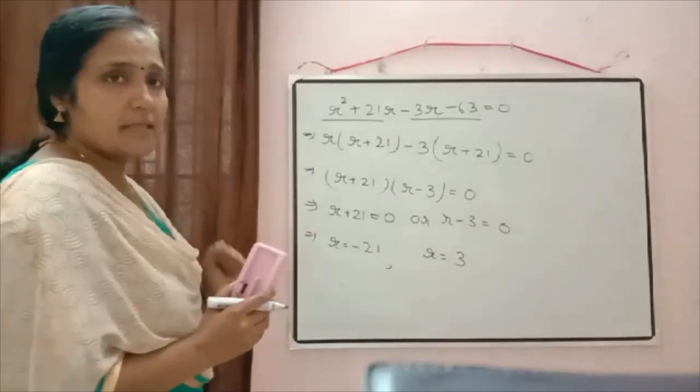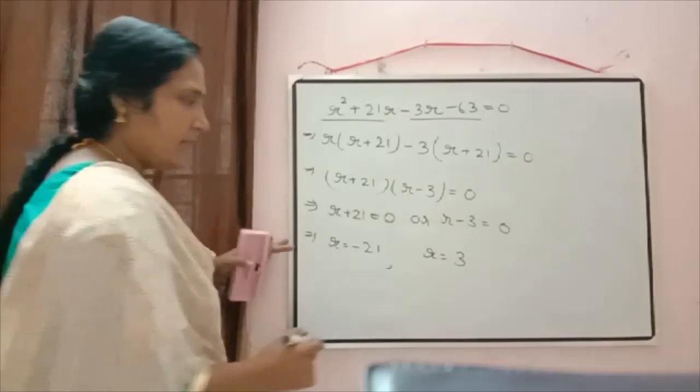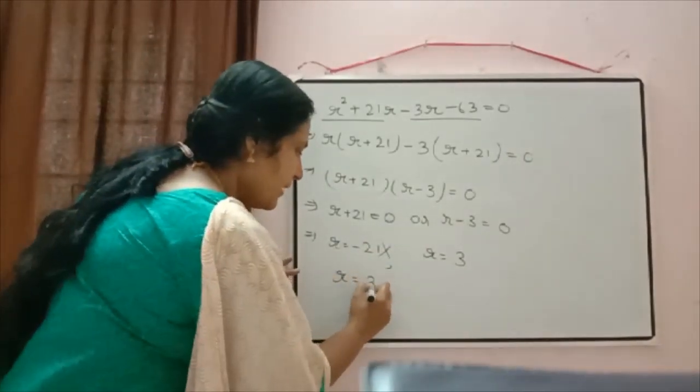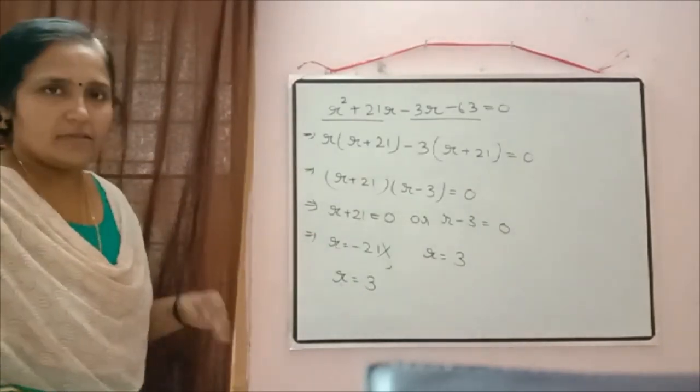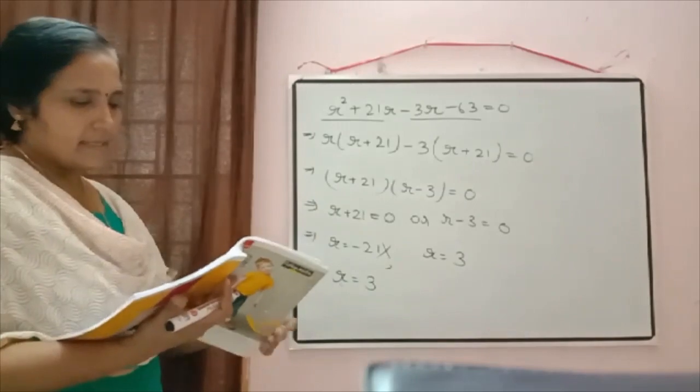Which value is possible? R is the radius. Radius will never be negative. So this value we will not take. So our answer will be r is equal to 3. So I hope this question is clear to you. Okay, now we'll check the next question.